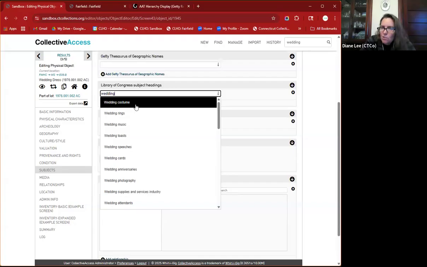Wedding costume you could use for that. And you could use that for any of your wedding related things in your collection, whether you have a bridesmaid's dress, a flower bearer dress, something like that. You can just put wedding costume in there and cover all your bases.